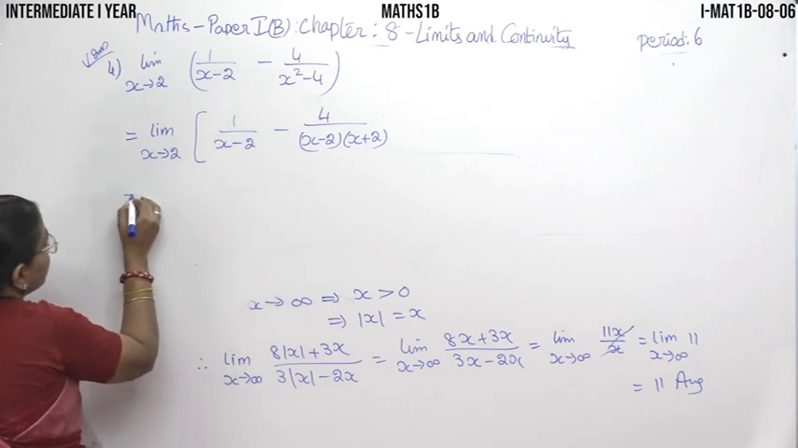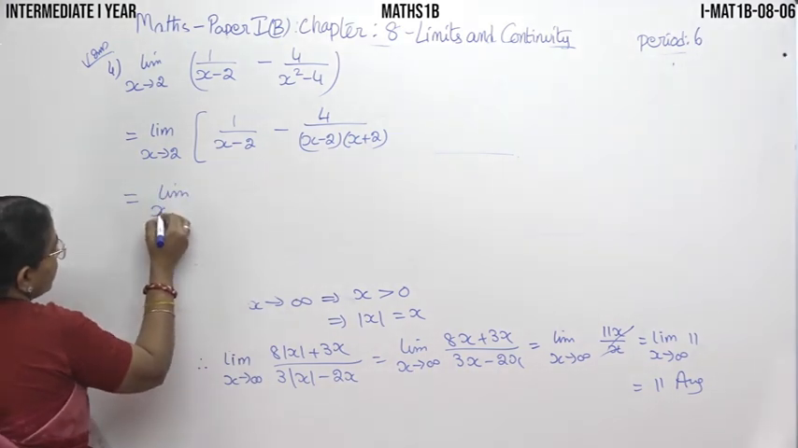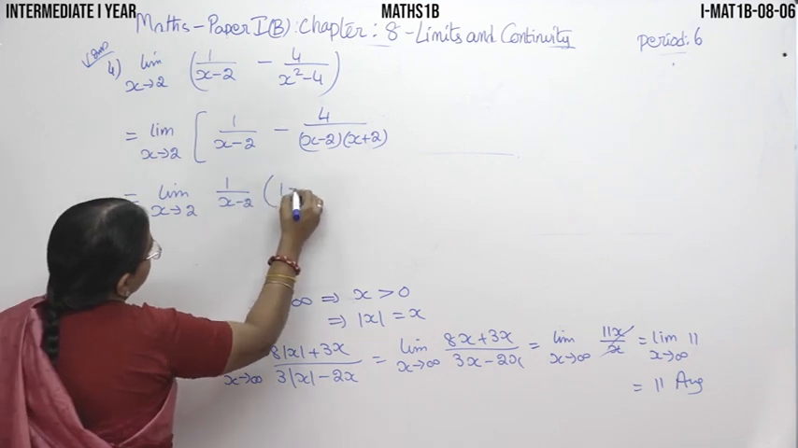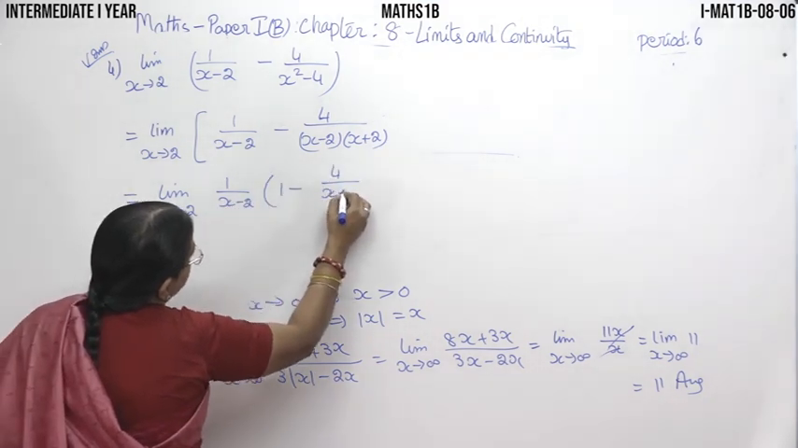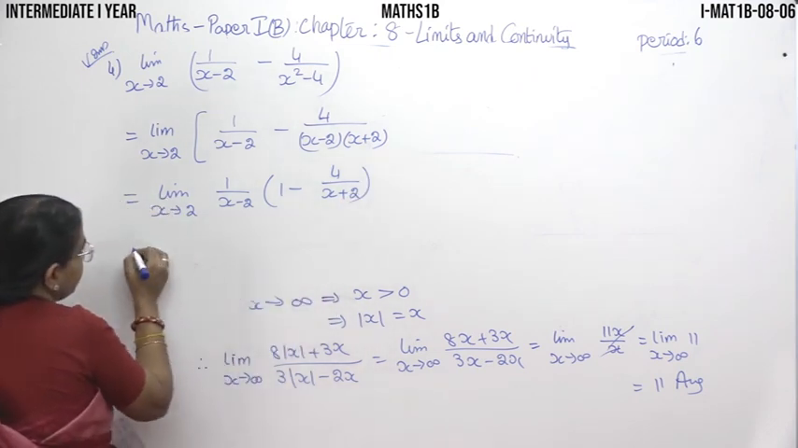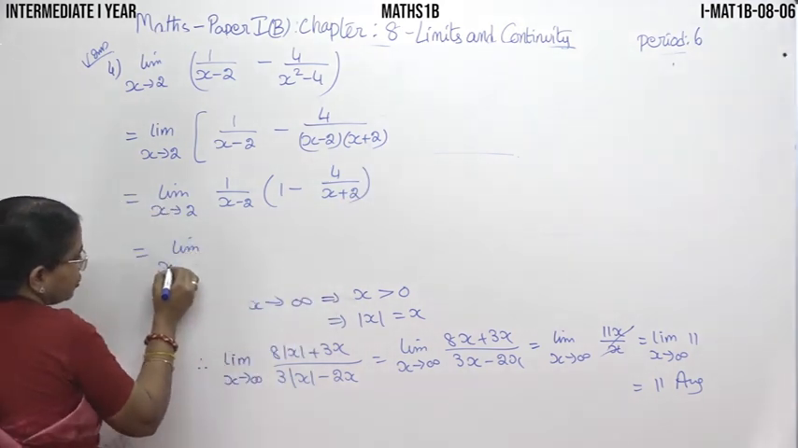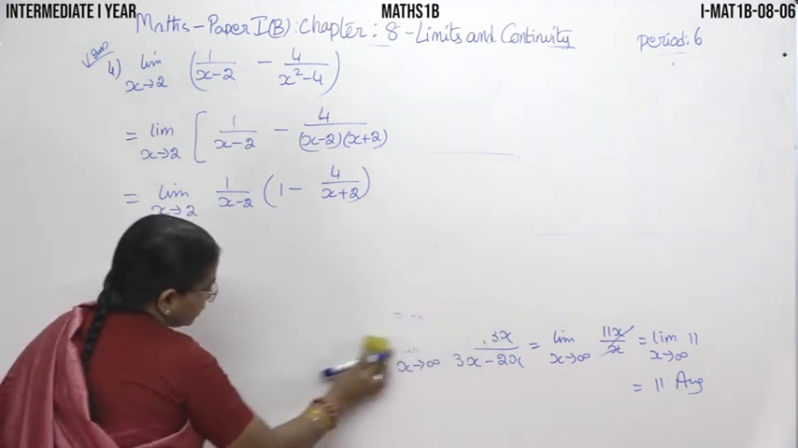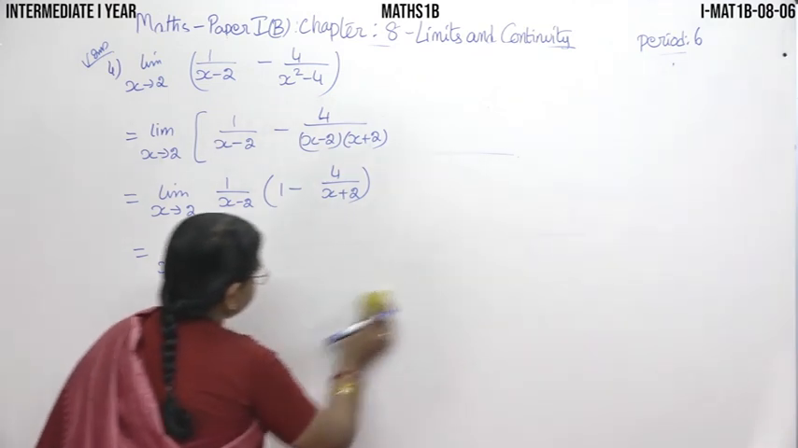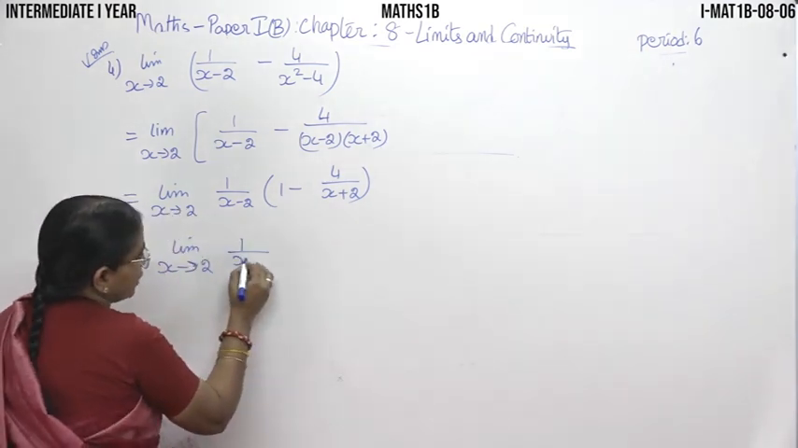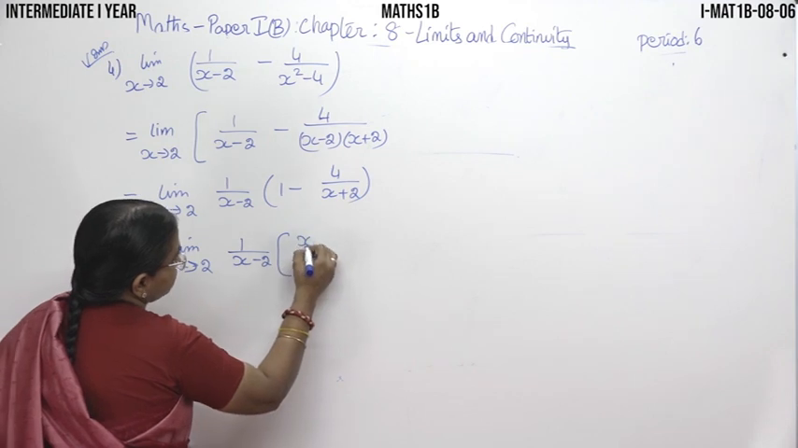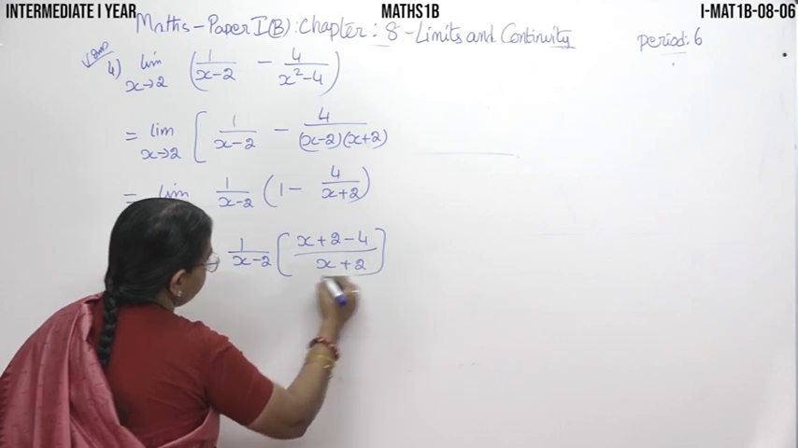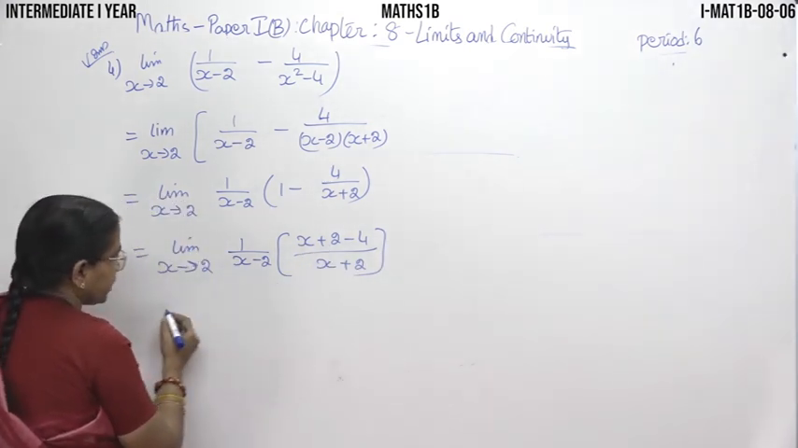Now we'll take x minus 2 common. Limit x tending to 2 of 1 by x minus 2 common. Then what is left here? 4 by x plus 2. Now take LCM and simplify. So this is limit x tending to 2 of 1 by x minus 2 into (x plus 2 minus 4) by x plus 2. So very simple here, x minus 2 gets cancelled.